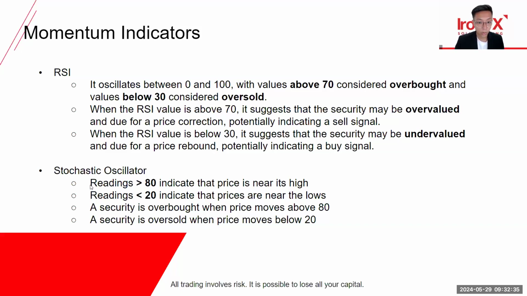Then for stochastic also, I would take about 70 to 80 for sales. And then for buys would be maybe 20 to 30 as well. Okay, so I hope that answers your question, John.